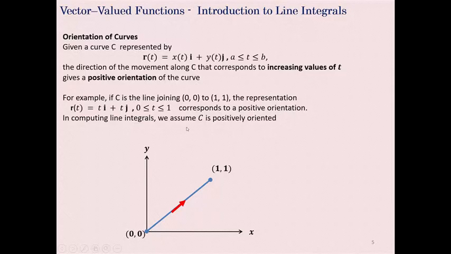So if you need to have a representation for 1, 1 to 0, 0 with the arrow reversed, this particular representation will not work. So you have to try another one. So essentially we want a representation that gives us the direction from the intended initial point to the intended terminal point.